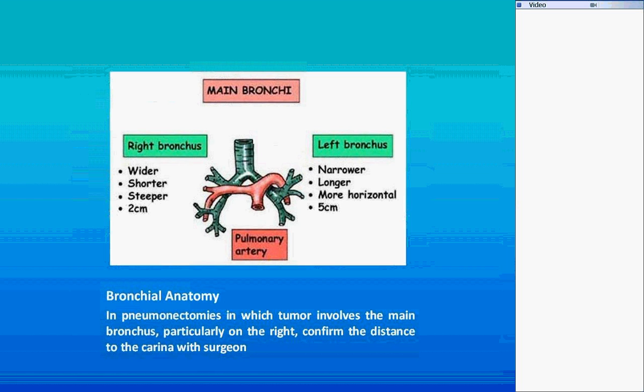But if we start getting into the concept of a pneumonectomy with a very centrally located tumor, if that tumor is within the mainstem bronchus, particularly on the right side, it would behoove you to have a conversation with the surgeon or the clinician to see how much of the mainstem stump is left in the patient and help you to assess the distance to the carina in terms of getting an accurate T category for that lesion.